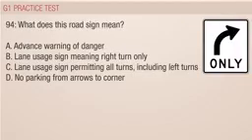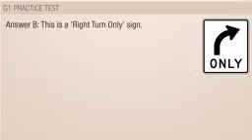Question 94. What does this road sign mean? A. Advance warning of danger. B. Lane usage sign meaning right turn only. C. Lane usage sign permitting all turns, including left turns. D. No parking from arrows to corner. Answer B. This is a right turn only sign.